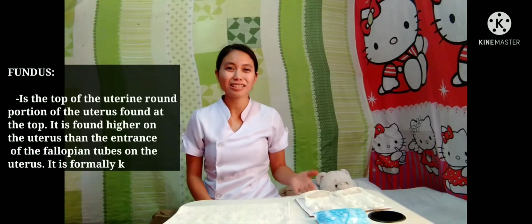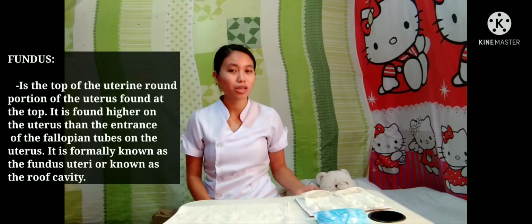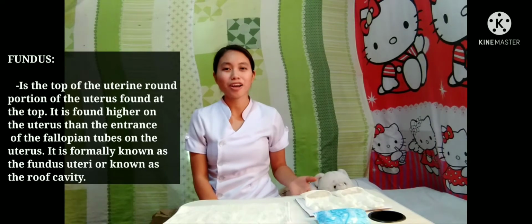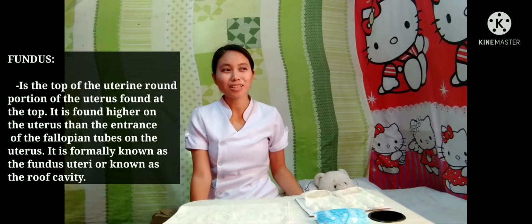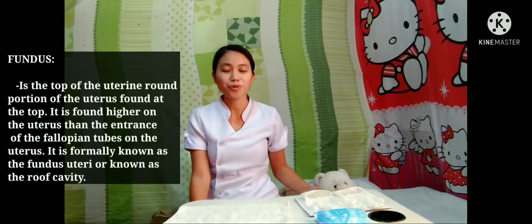So fundus, it is the top of the uterus, the rounded portion found at the top. It is found higher on the uterus than the entrance of the fallopian tubes. It is formally known as the fundus uteri, or known as the roof of the cavity.